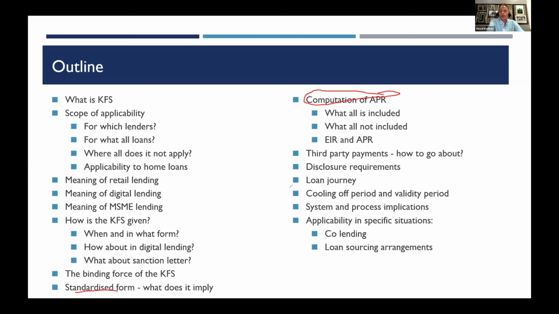How will the loan journey look, and how does the cooling off period work? Cooling off period is a term which is relevant, as I'm sure all of you understand, in case of digital lending. There is a validity period in case of KFS. That's applicable to all. Wherever you have a KFS, there is a validity period. What is the implication of the so-called validity period? How does it compare with the cooling off period?